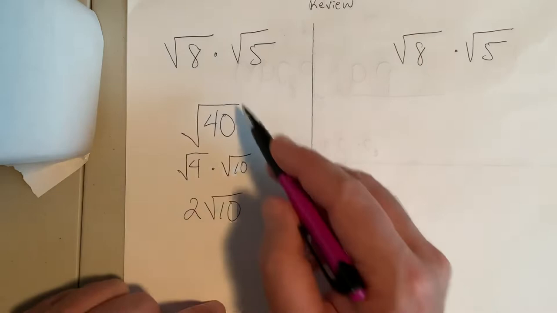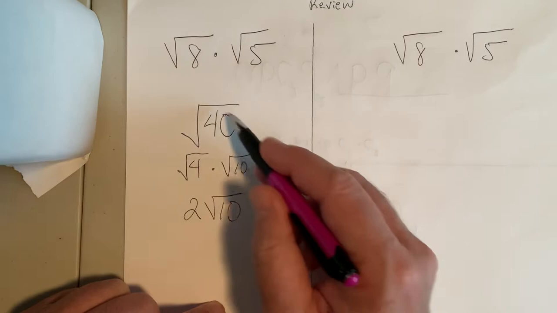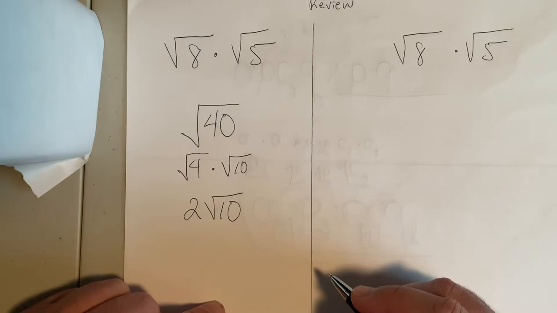Take this on your calculator, multiply it, type it in as is, get an answer. Type this in as is, get an answer. Type this in and you should find all three of those answers should be the same.